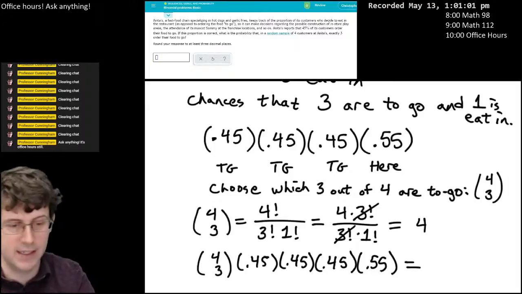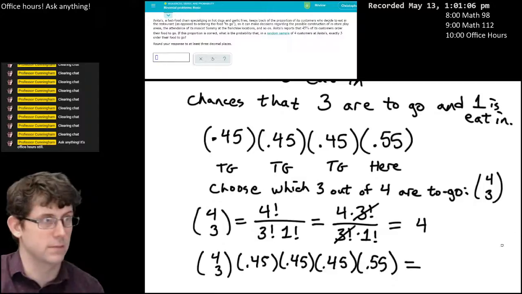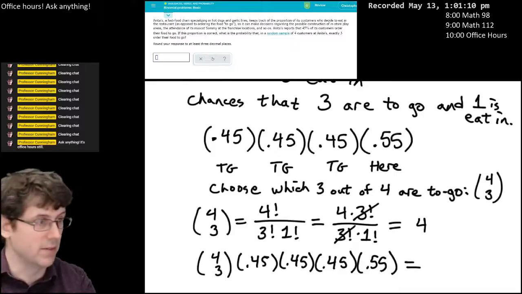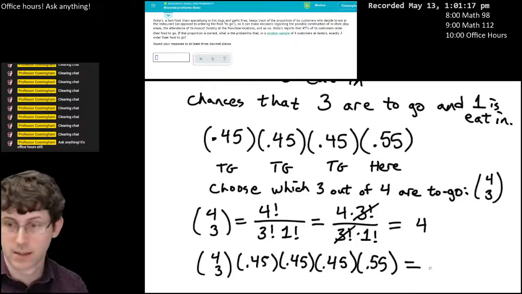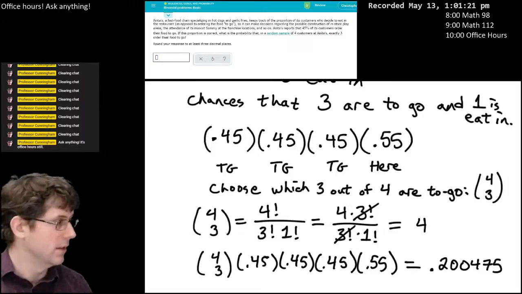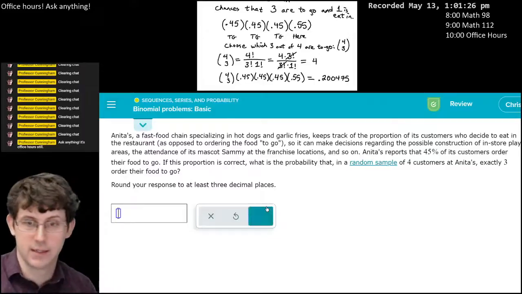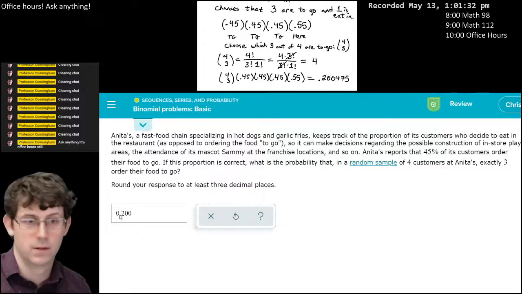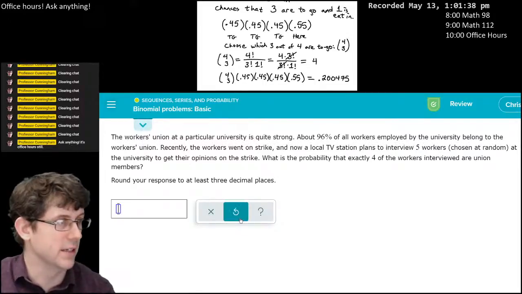Ask the calculator what this is. So I'm doing 0.45 cubed times 0.55 times 4. I get 0.200475. Let's see how Alex wants to answer. Round your response to 3 decimal places. 0.200. Cool. Does it ever do it totally different?